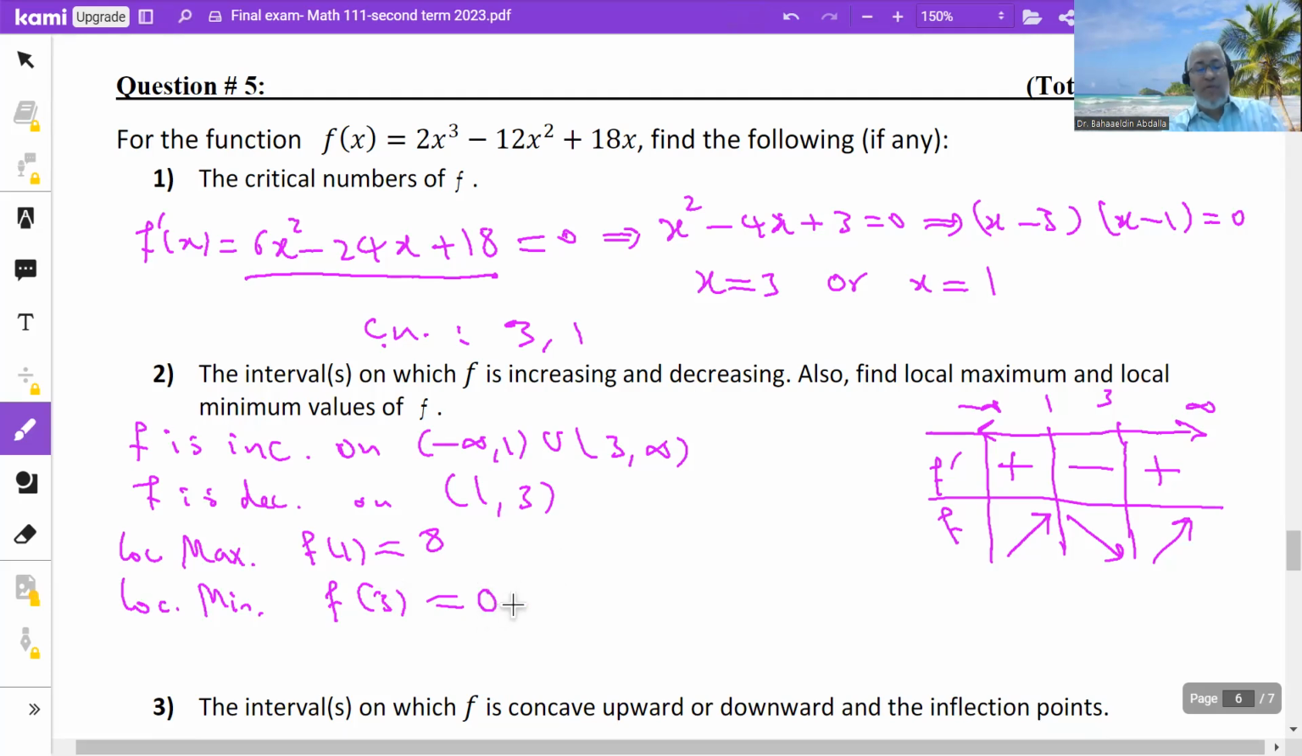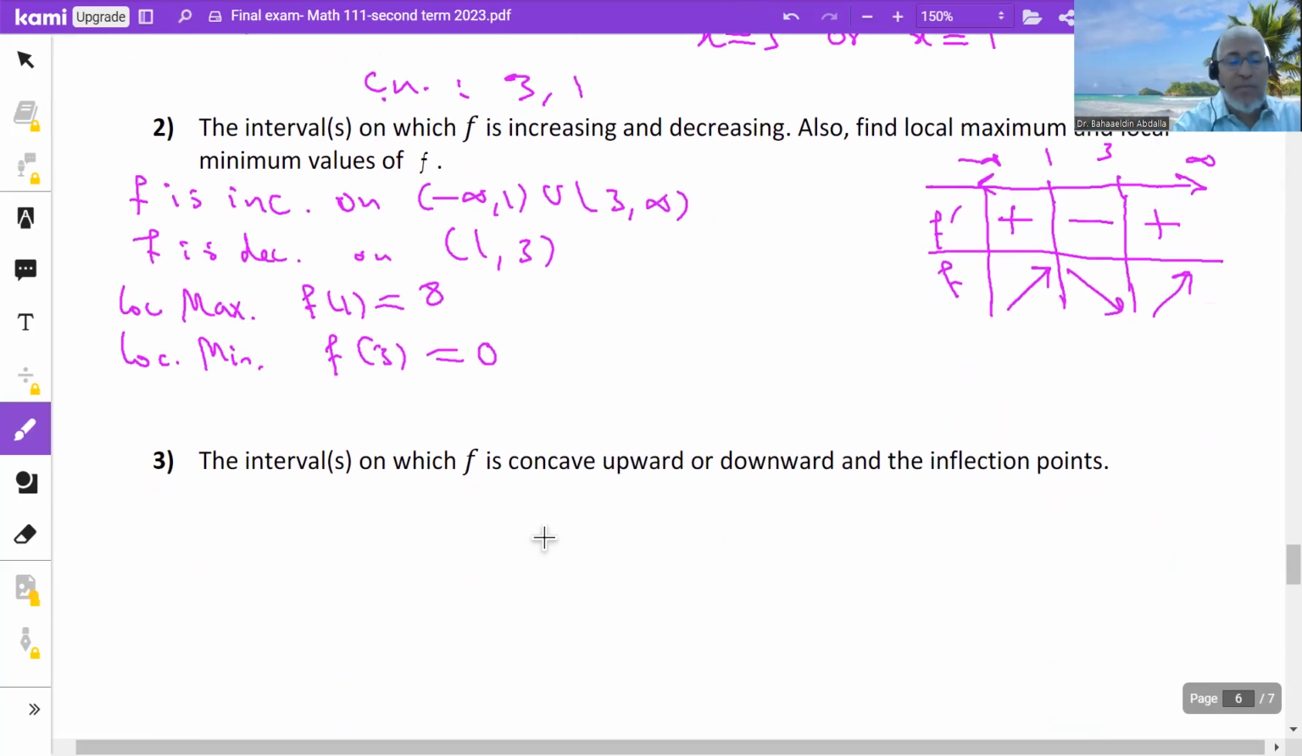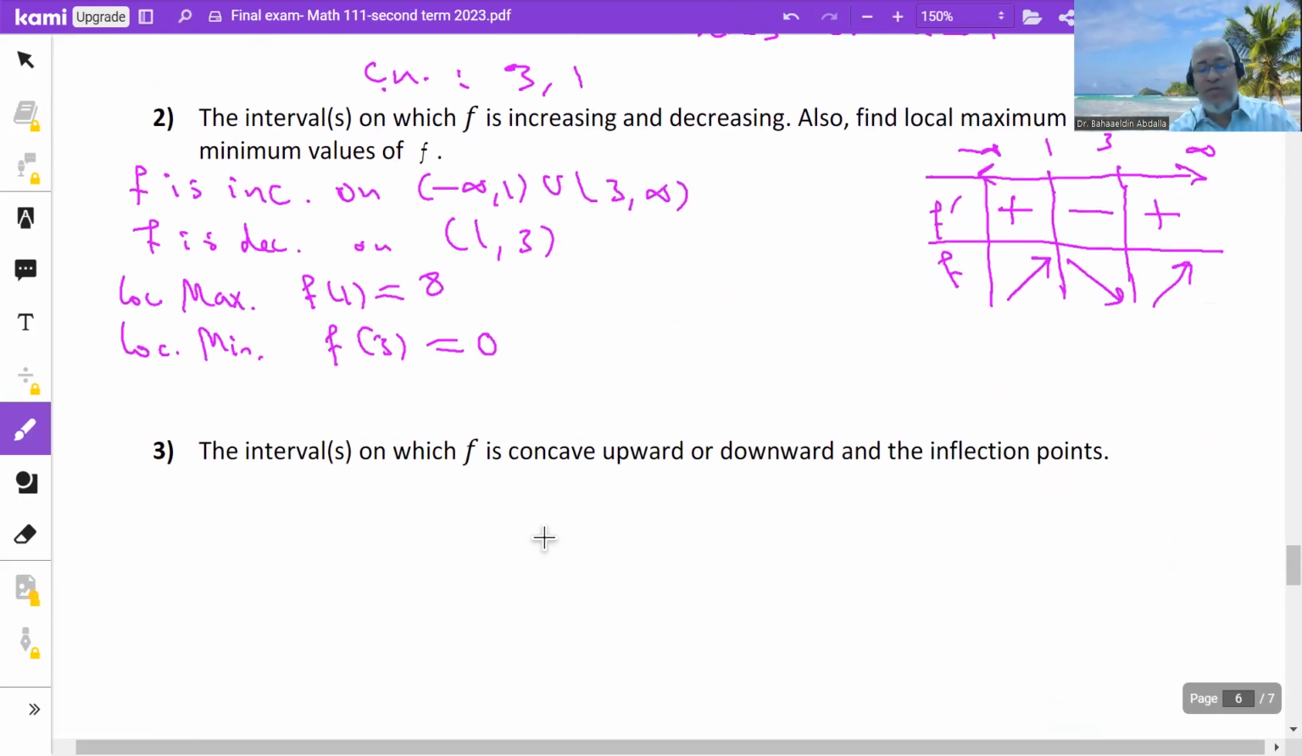Okay, f of 3 is 0. So this is a local minimum. Next, the intervals on which f is concave up, concave down, and the inflection points. We find concavity from the second derivative.